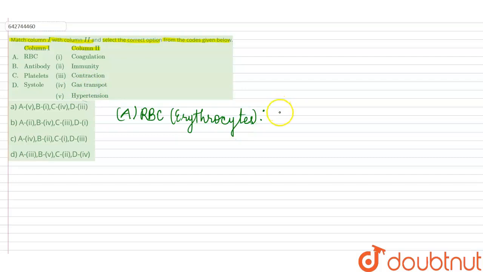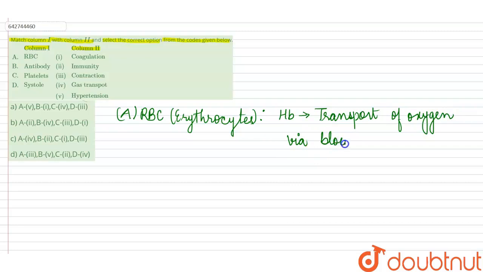gas transport. RBCs have a special pigment called hemoglobin, which has an affinity to transport oxygen and carbon dioxide in our bloodstream. So these are primarily involved in the transportation of oxygen via the bloodstream. This is the function of RBCs, that is transportation of gases. So it is option 4. Our A matches with number 4.